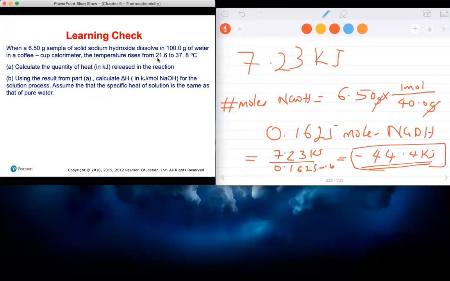The temperature rose from 21.6 to 37.8, which means if you look at my thermometer, I don't know if you can see my thermometer in there. If I measure the temperature of just H2O, it is 21.6. After dissolving 6.5 grams of sodium hydroxide and measuring, the temperature rose to 37.8. Is it exothermic or endothermic? Is it exothermic, Shadi? Talk to me.